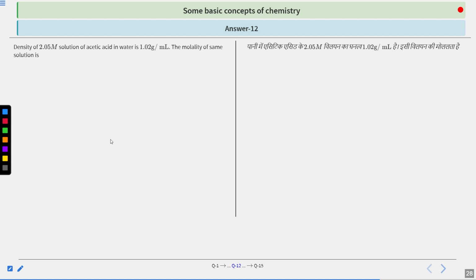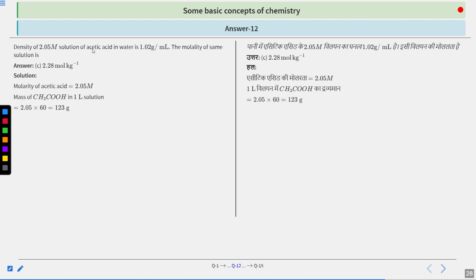So the density of this solution is given as 1.02 gram per ml. We have to calculate the molality. So if you have solved it, the correct option is 2.28. If not, then also no problem. We will solve this question. So what is the molarity of acetic acid? It is 2.05. Okay. And mass of CH3COOH in 1 liter is how much? 123 gram. Okay, so it is 2.05 into 60.